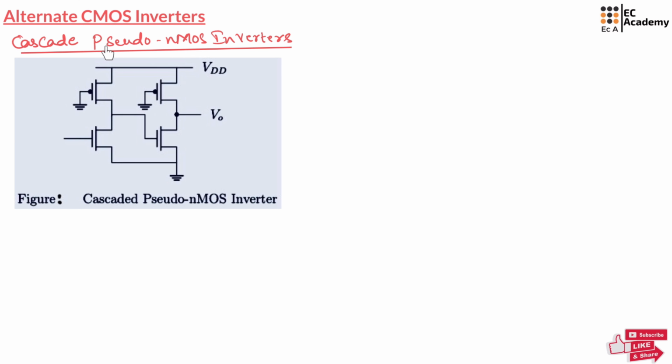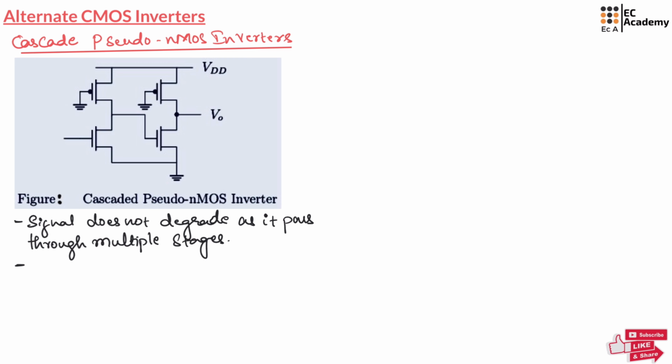Now let us understand the Cascade Pseudo-nMOS inverter. A Cascade Pseudo-nMOS inverter is shown in this figure. So here, as you can observe, two inverters are connected in cascade, or we can say two inverters are connected in series. This setup ensures the signal doesn't degrade as it passes through multiple stages. So to avoid signal degradation, the output of one inverter must be input to the next inverter.